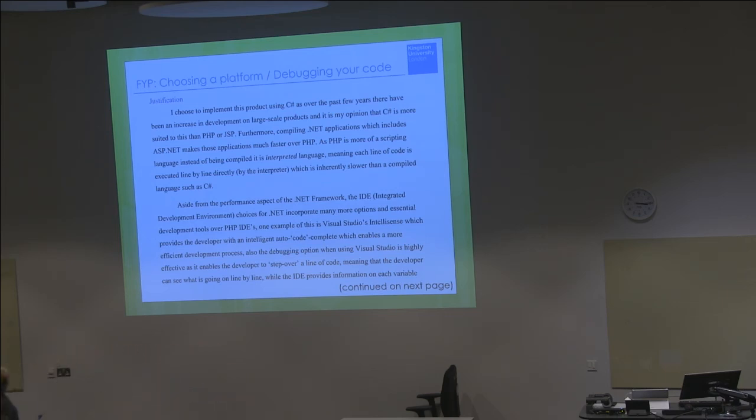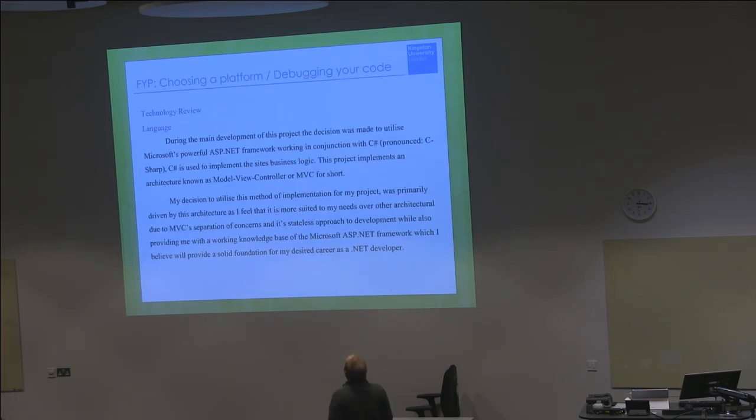How would I rephrase that? I chose to implement this project using C#. The choice to implement this product using C# was made because over the past few years there has been an increase in development. Right? The choice to utilise this method of implementation was driven by this architecture. It is more suited to the needs of this project over other architectures. It will also provide a working knowledge base of the Microsoft ASP.NET framework, which will provide a solid foundation for a future career as a .NET developer.